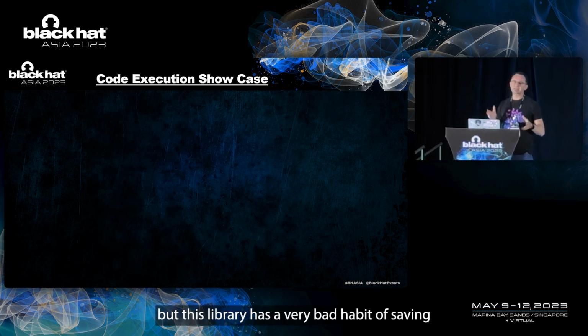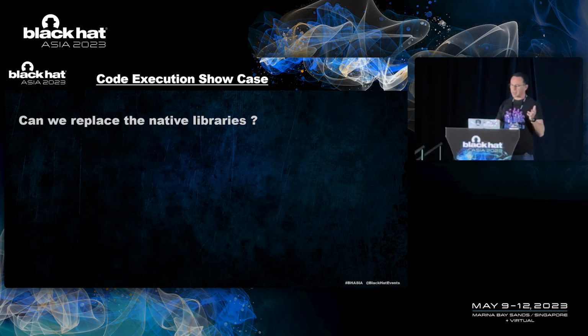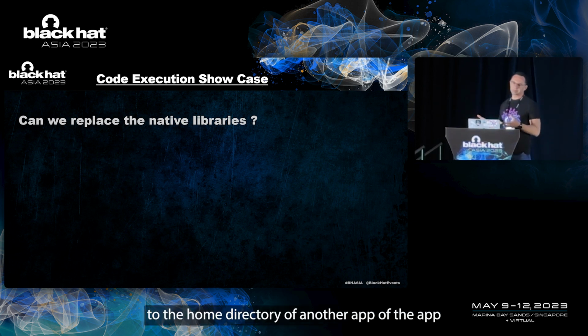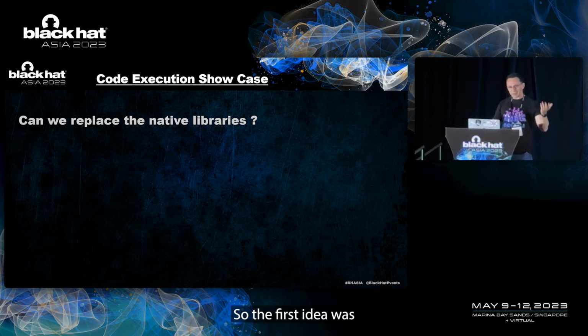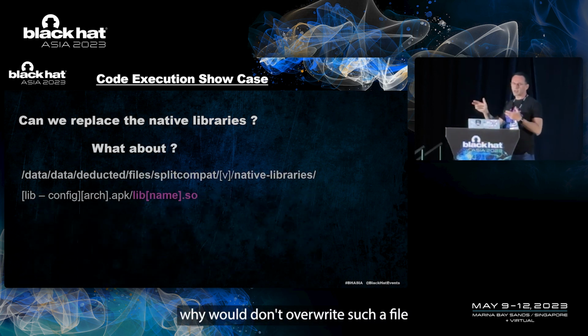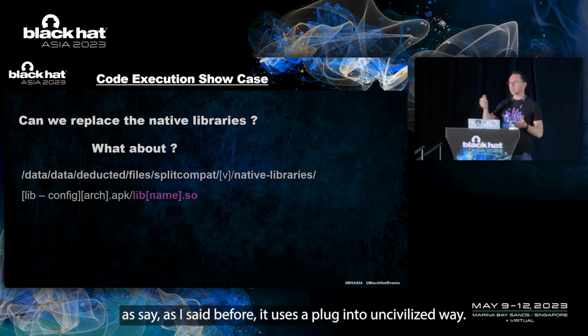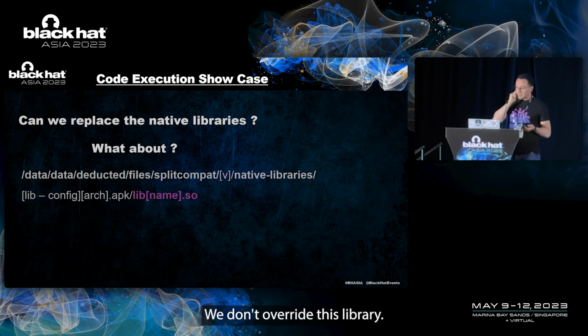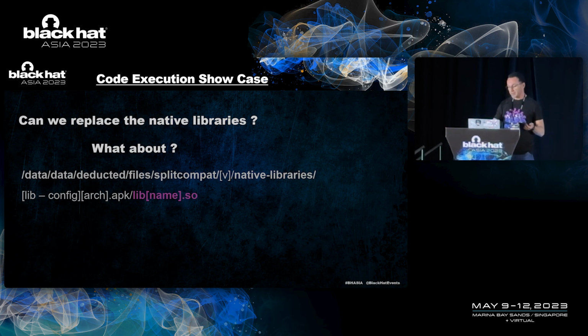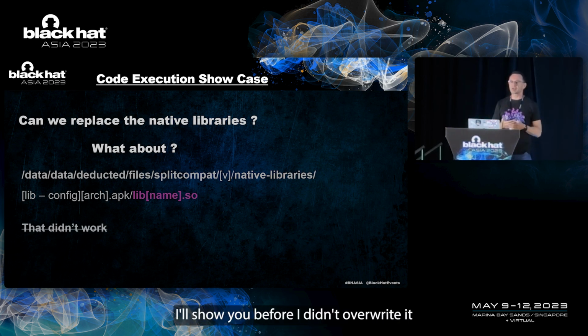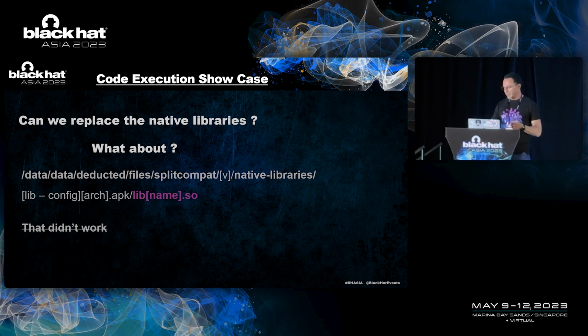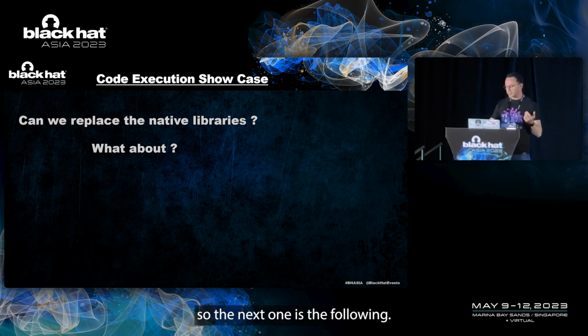But this library has a very bad habit of saving native libraries to the home directory of the app that uses it. So the first idea was, why don't we override such a file? Let's say, as I said before, it uses a plugin to unzip files. Why don't we override this library? That didn't work. The app was checking if the file exists, as I showed you before, and didn't override it. So the next idea was the following.